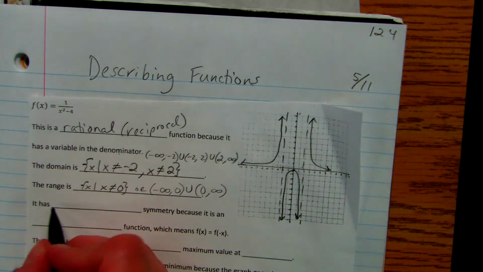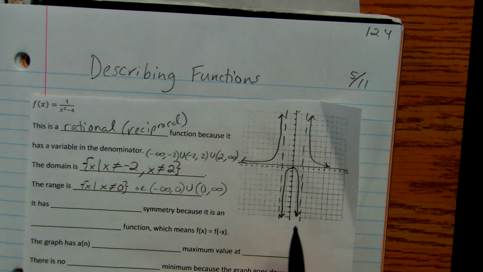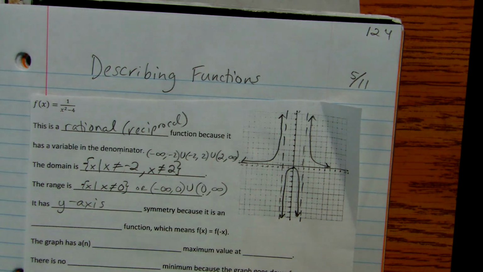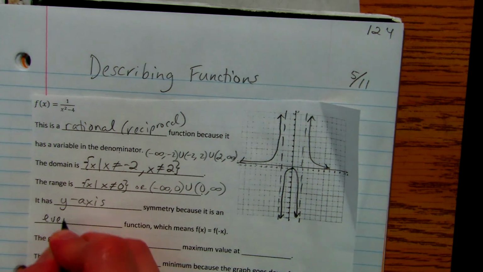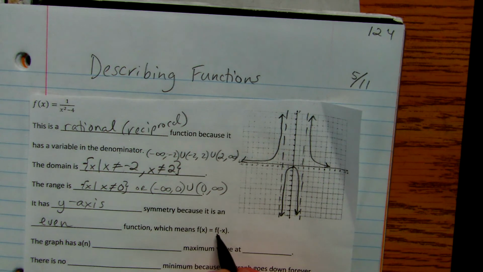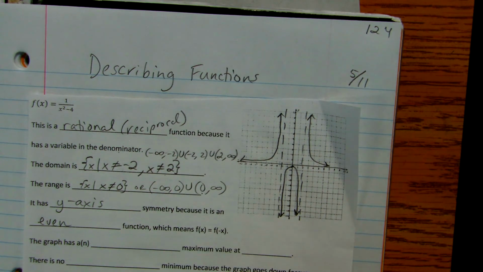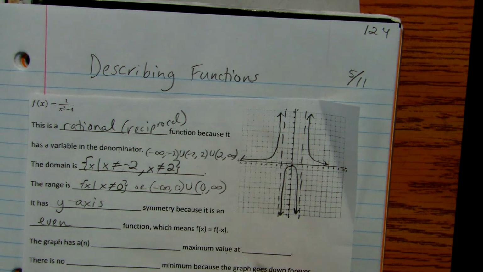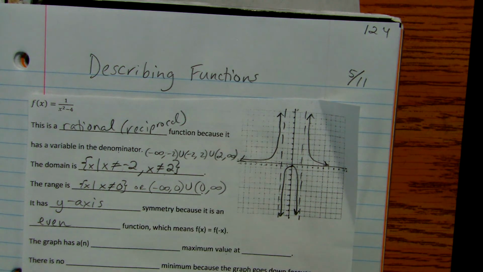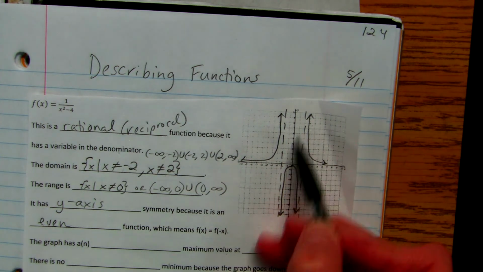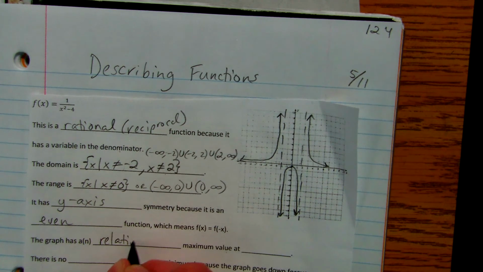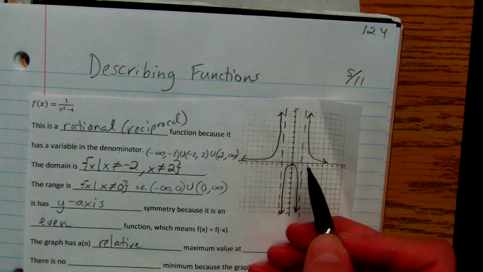It has what kind of symmetry? Y-axis. Y-axis. Good job. Y-axis symmetry because it is an even function, which means that f of x equals f of -x. That's just the definition. The graph has some kind of maximum value. So what kind of a maximum value can we have? Absolute or relative? Maximum. So it looks like it goes up forever, so I can't have an absolute. So I can have a relative right here, and it's almost 0.